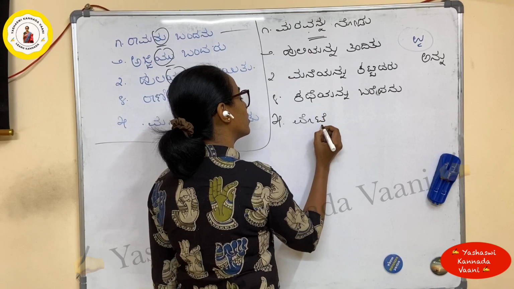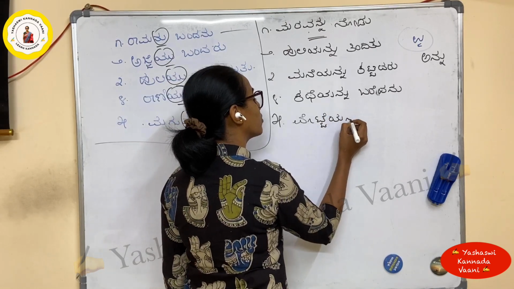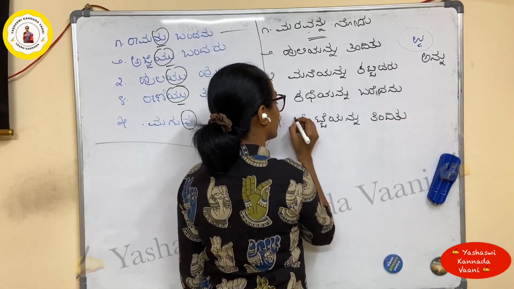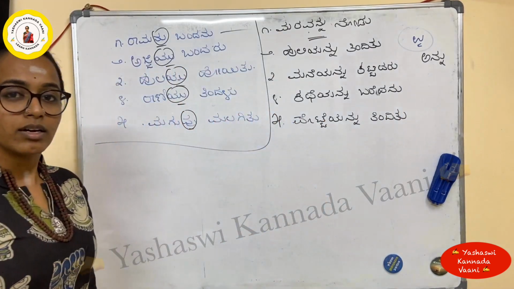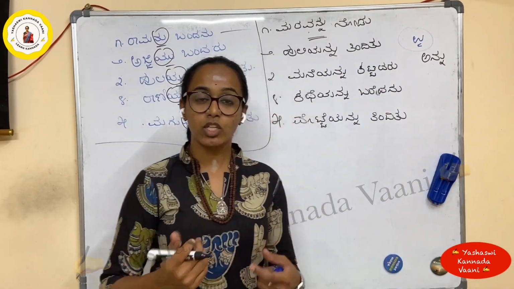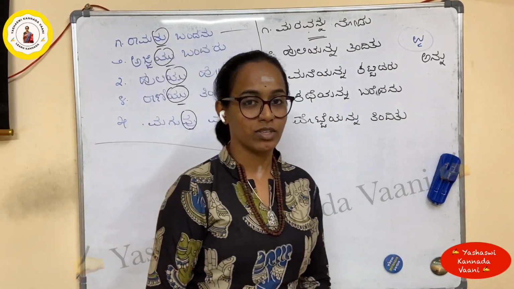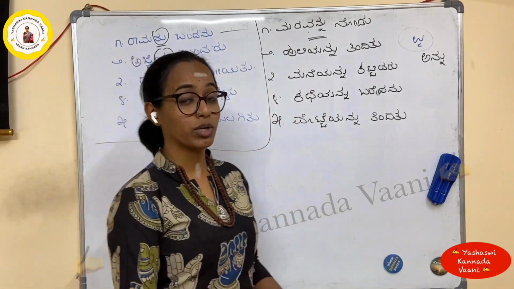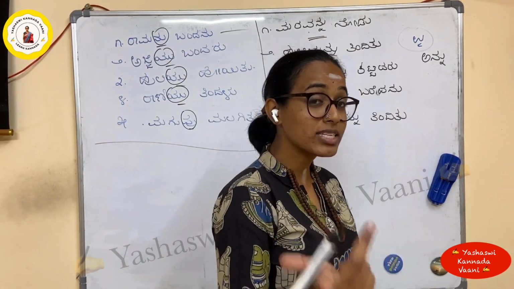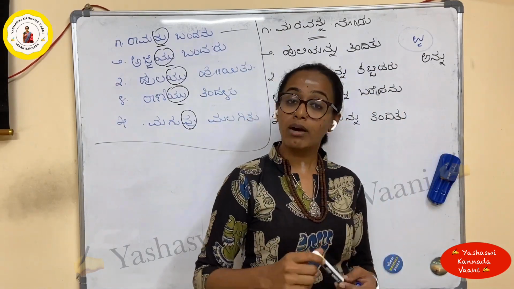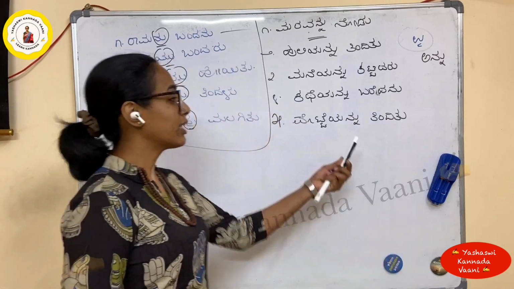Motteyannu tinditu. Motte and the egg. Tinditu. It ate the egg. Tiger ate the egg. Snake ate the egg. Havu motteyannu tinditu. So this is a usage of a Dvitiya Vibhakti annu. Prathama Vibhakti u and Dvitiya Vibhakti annu.